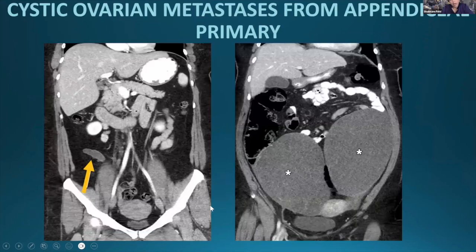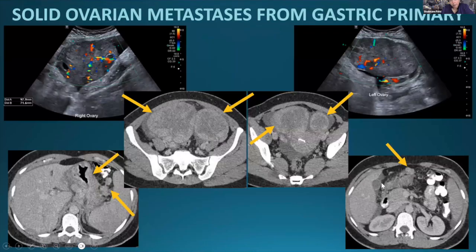This is a coronal CT image post-contrast. You can see this is the uterus. These are large bilateral cystic ovarian lesions. Incidentally, the patient also had this tubular low-density structure that was contiguous with the appendix. So when the patient went to surgery, this turned out to be an appendiceal mucinous cancer with bilateral ovarian metastases.